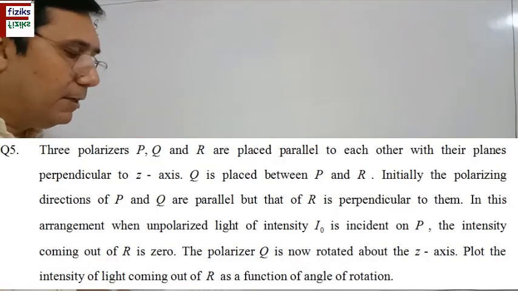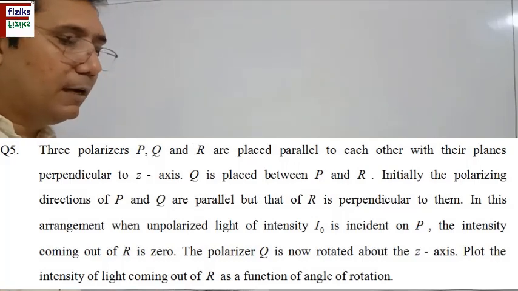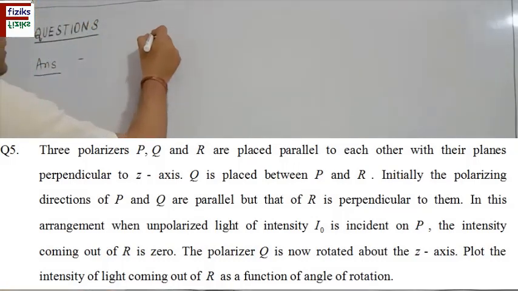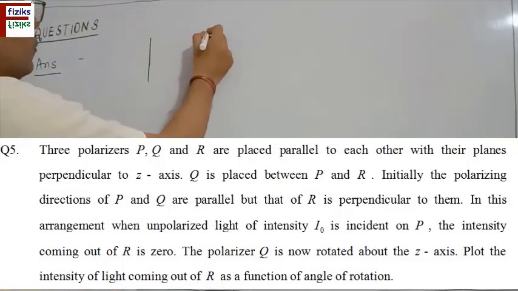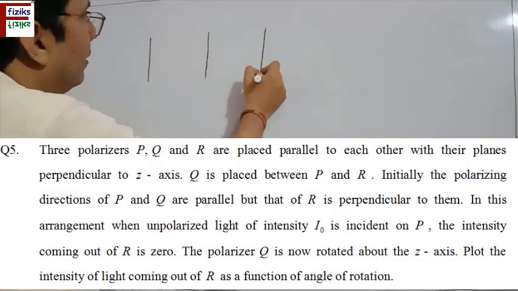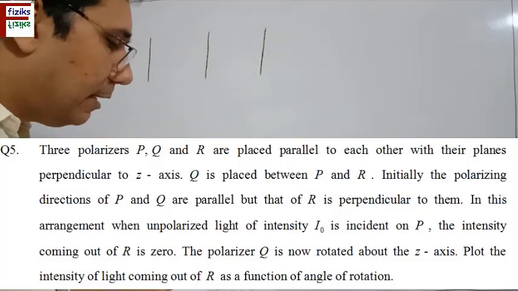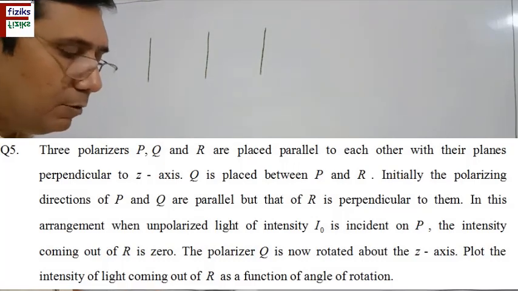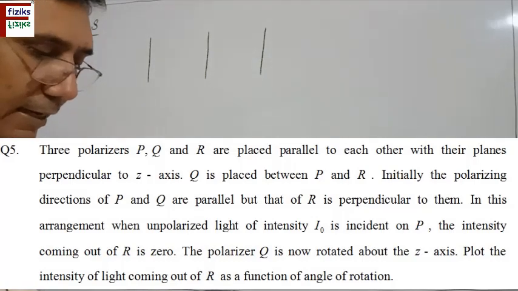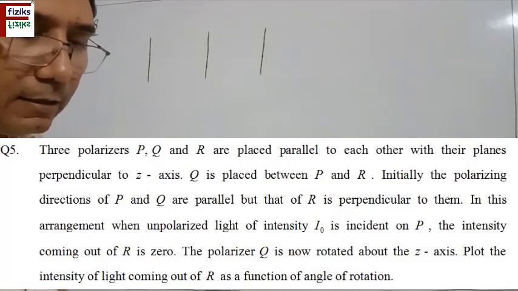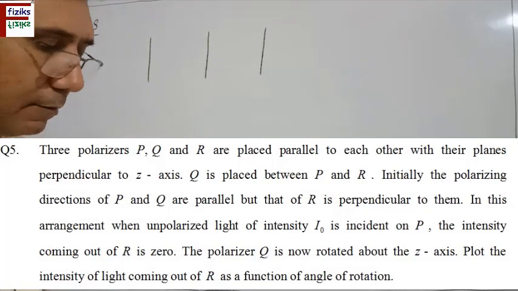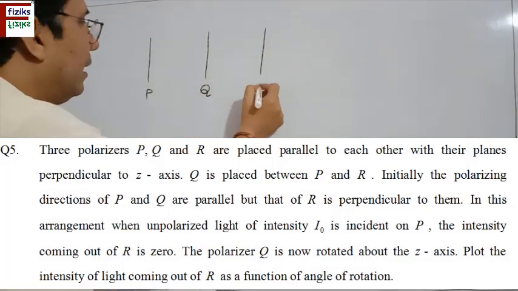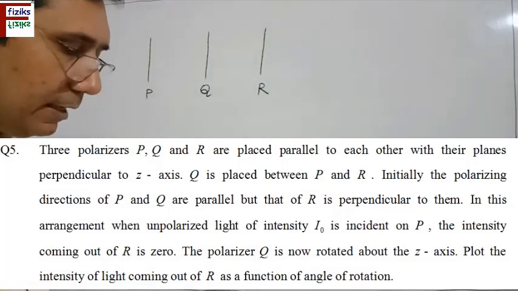In question number 5, 3 polarizers P, Q and R are placed parallel to each other with their planes perpendicular to the z-axis. Q is placed between P and R. This is P, this is Q and this is R.